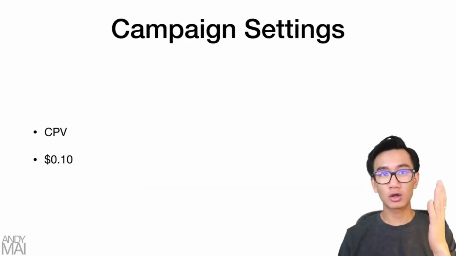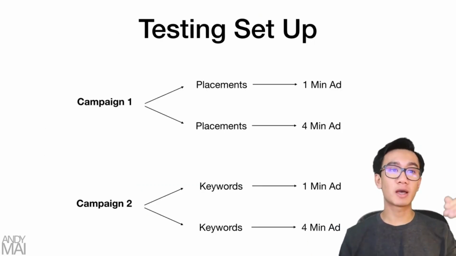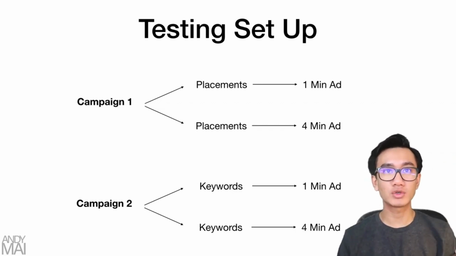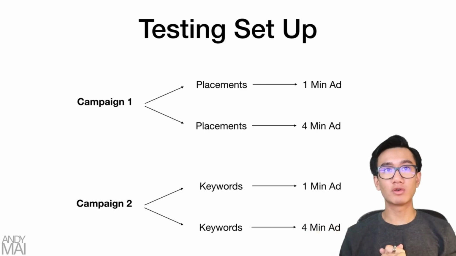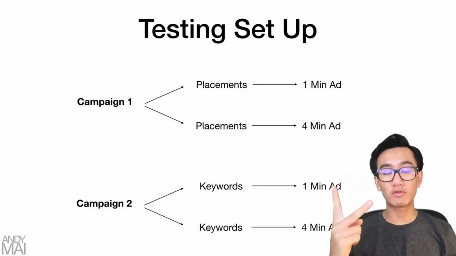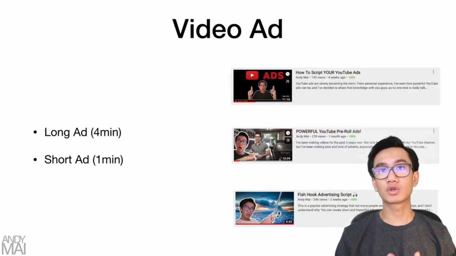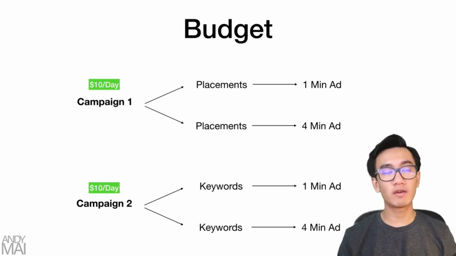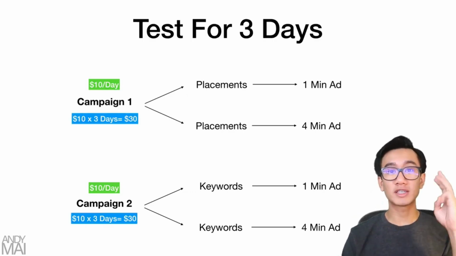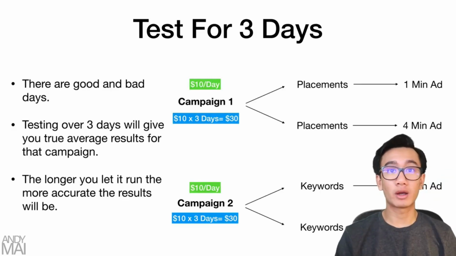Next, campaign settings. Cost per view, 10 cents per view. Then you want to set up your testing phase by having 2 campaigns, campaign 1 and campaign 2, and you split it between placements and keywords. In each of those targetings, you have 2 different ad groups, one for the 1 minute ad and one for the 4 minute ad, and the scripts for those ads you can find on my channel. Then the budget, you want to set at $10 per day for each campaign, and you want to test it for at least 3 days for the reasons I mentioned here. So you can go ahead and read those.